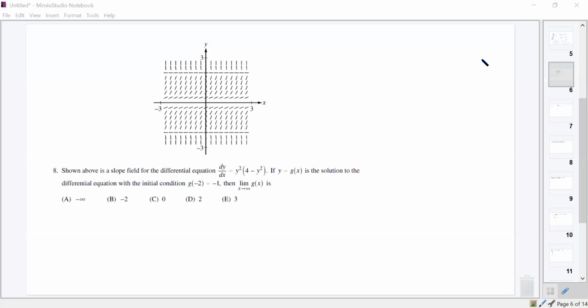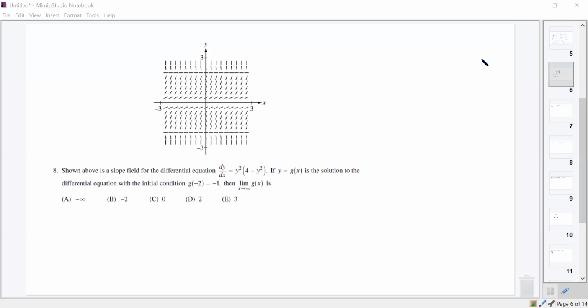So, shown above is a slope field. We have y squared times 4 minus y squared, and y equals g of x is a solution to this differential equation with the initial condition that g of -2 is equal to -1. The limit as x approaches infinity of g of x is what we're looking for here.